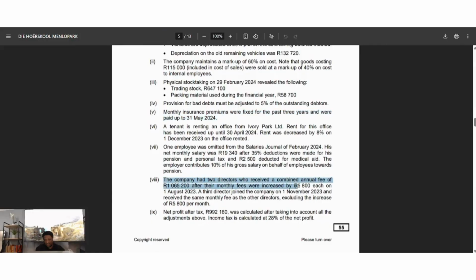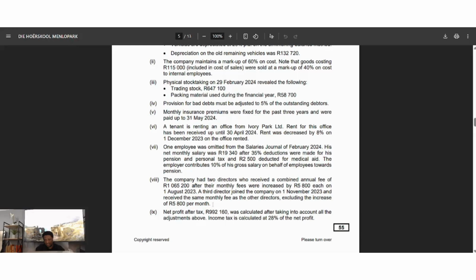It says that the company had 2 directors who received a combined annual fee of 1,065,200 after their monthly fees were increased by 5,800 on 1 August 2023. And then it says the third director joined the company 1 November 2023 and received the same monthly fee as the other directors, excluding the increase of 5,800 per month. Okay, so basically we just need to figure out how much the third director earns, and then we add along with what the other directors are earning, and yeah, we'll be able to figure that out.